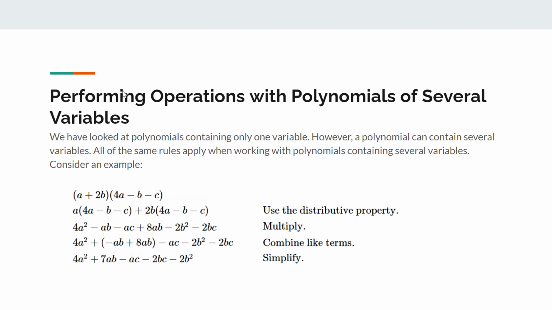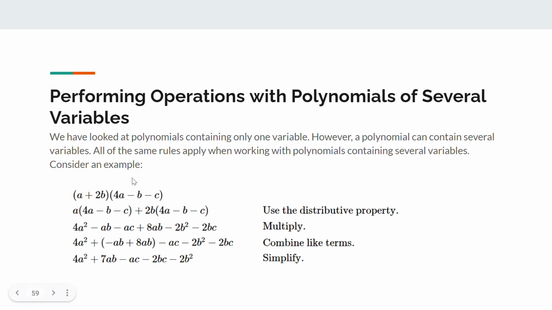So the next method we have is performing operations with polynomials of several variables. We have looked at polynomials containing only one variable so far, but a polynomial can contain several variables. All of the same rules apply when working with polynomials containing several variables.